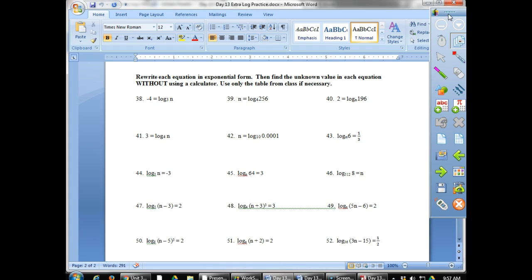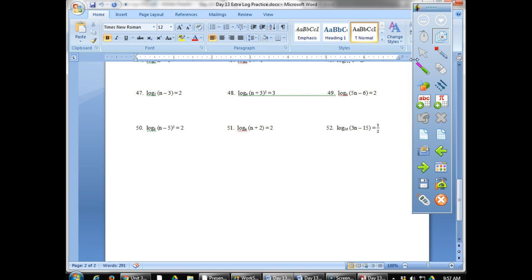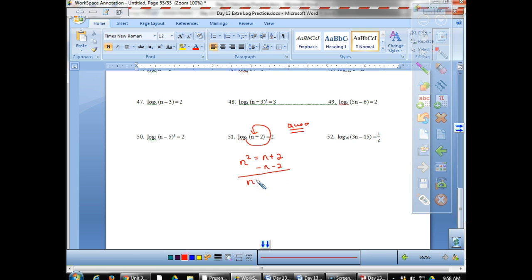Now I want to get to one that you actually have to factor. So it might be one like 51. So n squared is n plus 2. And whenever I end up with this n squared, I know I have to deal with the quadratic. Probably just going to be able to factor it though. So I want to move everything to one side, set it equal to 0. So n squared, and then that would be a minus n, and that would be a minus 2.